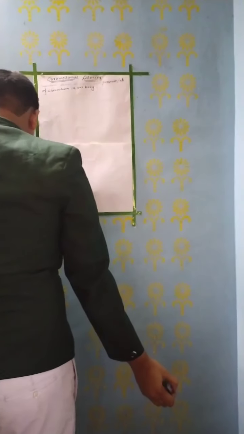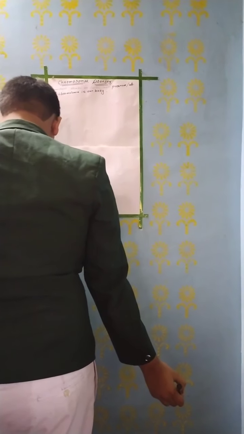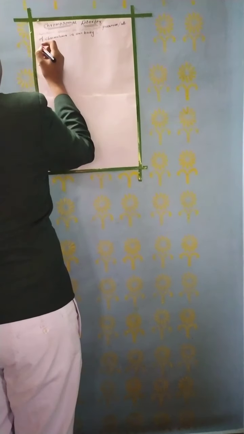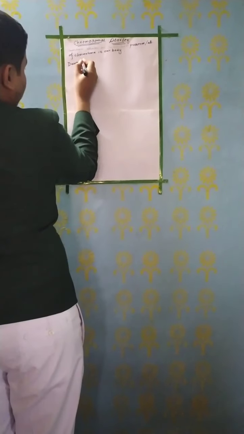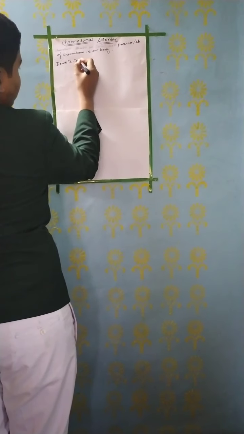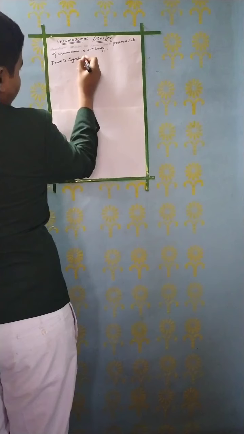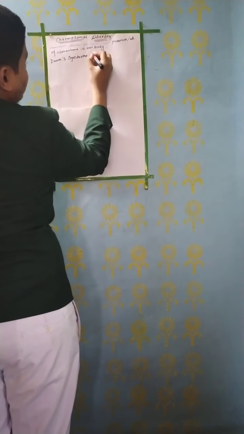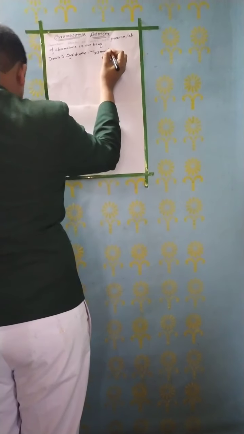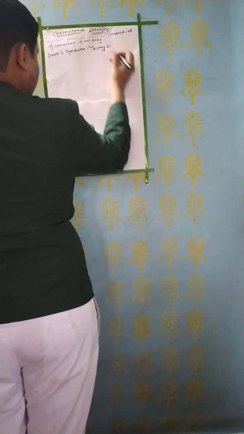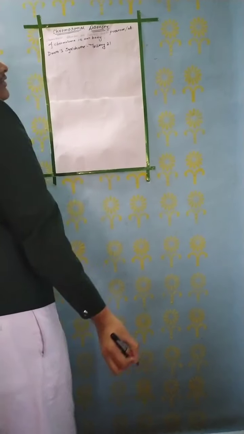So now let me talk about the first type of chromosomal disorder, that is Down syndrome, which is also called trisomy 21. Down's syndrome, which is also known as trisomy 21. Now, what are the effects of Down syndrome?